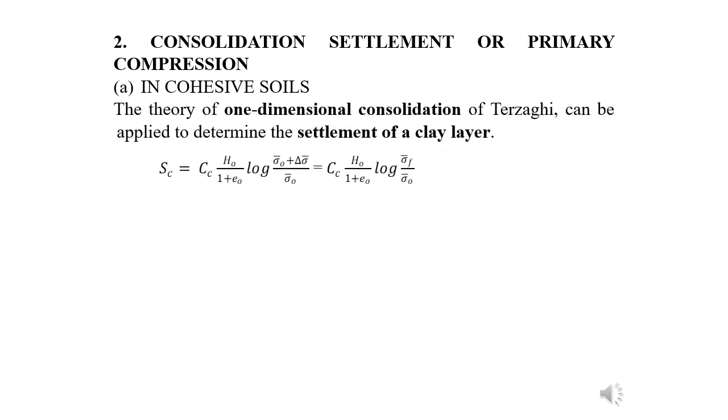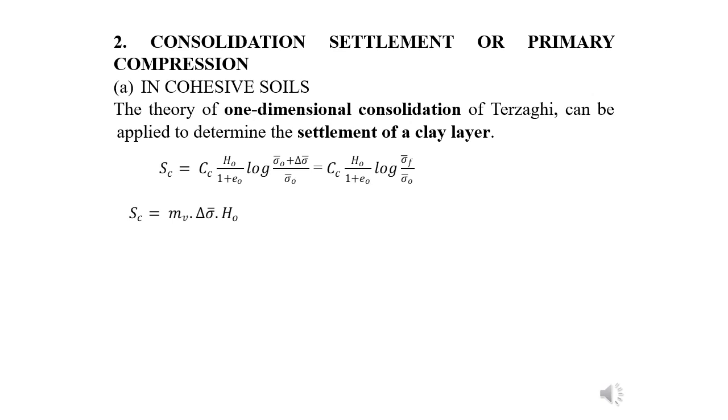So in today's lecture, we shall talk about how we can calculate the consolidation settlement, or primary consolidation settlement, or simply settlement. In cohesive soil, this formula we have already talked about in the 5th semester in the consolidation chapter: Sc is equal to Cc H0 by 1 plus e0 log of sigma bar plus delta sigma bar divided by sigma bar. So the settlement can be calculated by this formula.